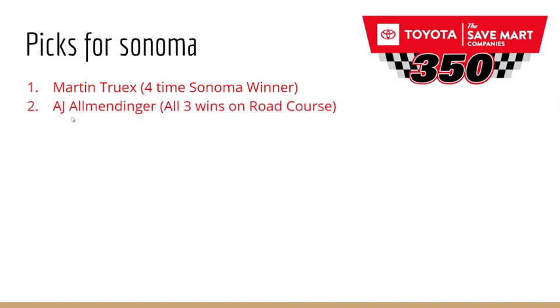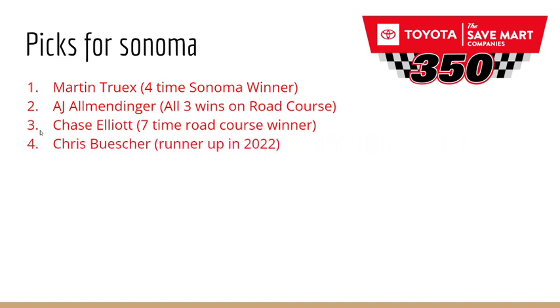There is no reason why Martin Truex is not in your lineup this week. The next driver you have to probably put in your lineup is AJ Allmendinger, and all 3 of his wins in the Cup Series have been on road courses. And okay, there's 3 drivers you want to put in your lineup. Chase Elliott, 7 of his 19 career wins came on road courses. So, you kind of want to put him in your lineup this week. He's not won yet in the Next Gen car on a road course, though.